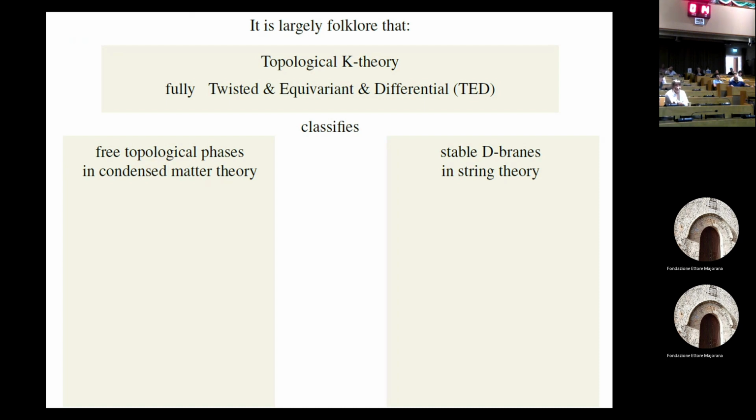Anyway, there's this parallelism where topological K-theory, in its fully twisted and equivariant and differential form, which means certain things, classifies 2 things in physics.